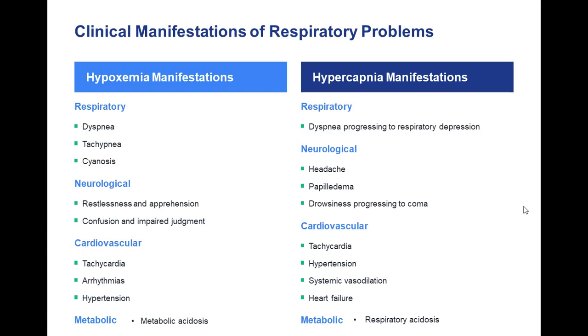Unlike hypoxemia, which causes restlessness, severe hypercapnia causes sedation and a quiet, cooperative, or unresponsive patient. On the cardiovascular side, the patient will still have tachycardia and hypertension, but the hallmark is systemic vasodilation, leading to warm, flushed skin. In the respiratory system, the initial dyspnea is replaced by worsening fatigue, resulting in respiratory depression as the respiratory drive is depressed. The metabolic result of CO2 retention is respiratory acidosis.